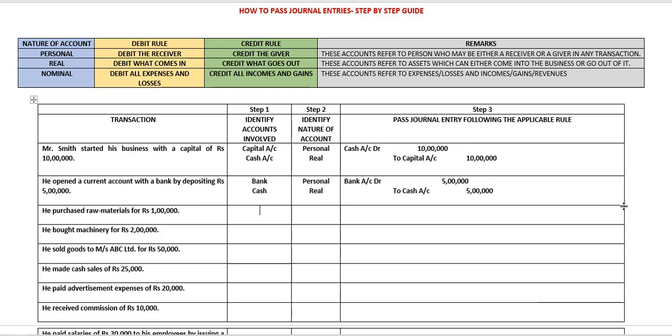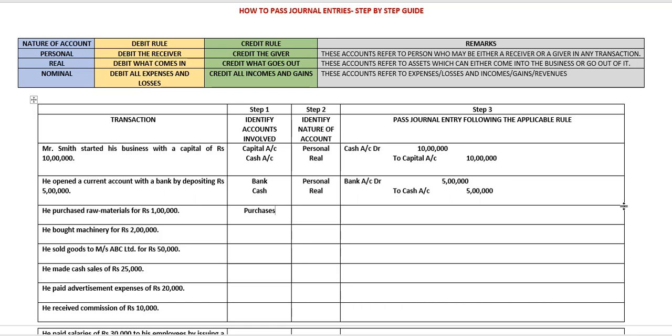Now let's go to the third entry. He purchased raw material for rupees 1 lakh. Now we have to understand that when we purchase goods or material for the purpose of reselling, those goods are called trading goods, and whenever we purchase trading goods, we call them purchases. So any goods bought in the business for the purpose of resale or sales are referred to as purchases.